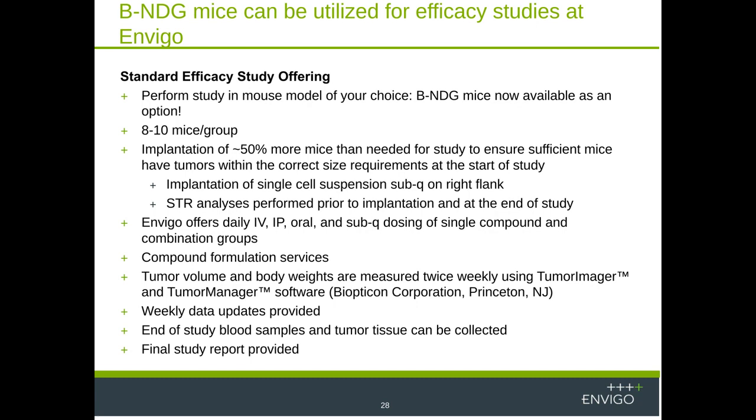So in general, in order to be able to get statistical differences between the groups, we like to have at least 8 to 10 mice per group. And we do implant 50% more mice with tumor cells than we know we will be needing to enroll for a study. And this is just to ensure that we have a sufficient amount of mice with tumors within the correct size requirements in order to be able to enroll all mice at a single enrollment event.